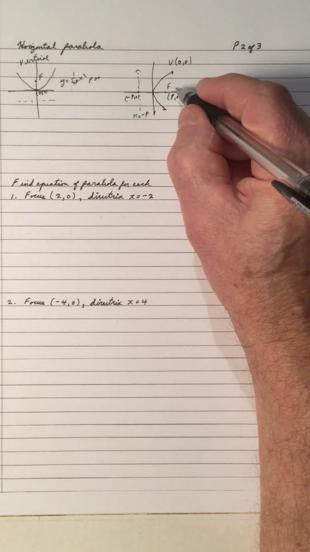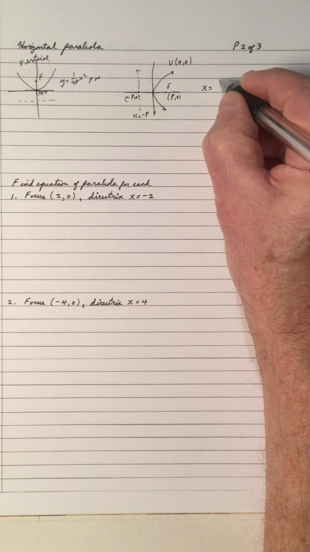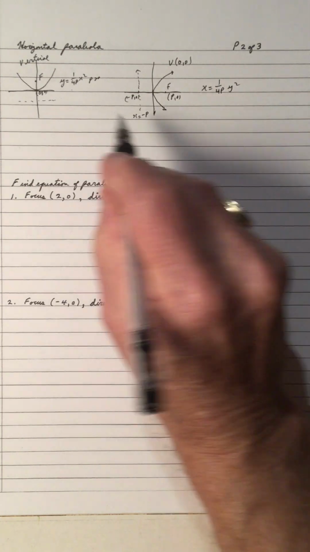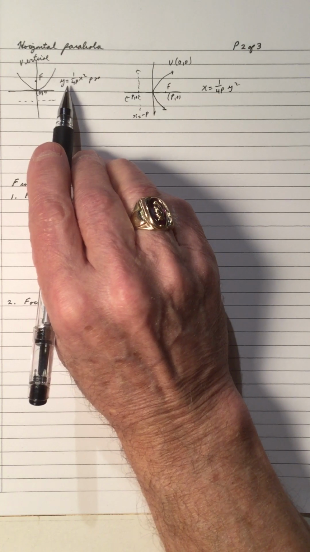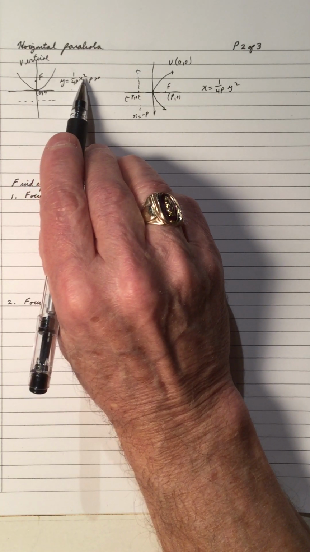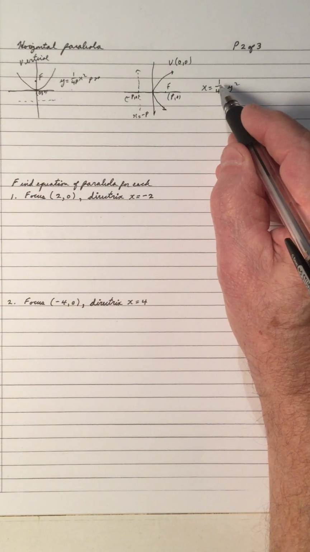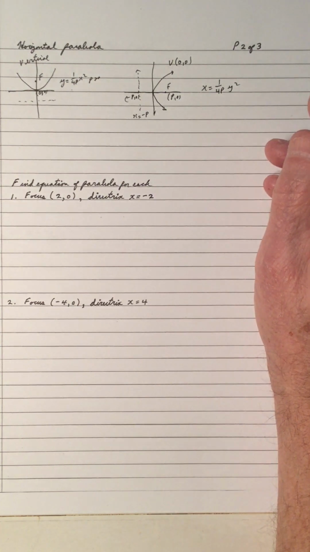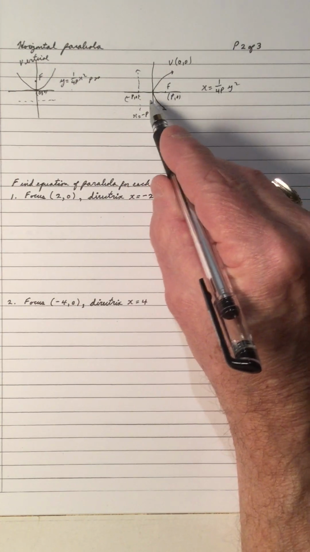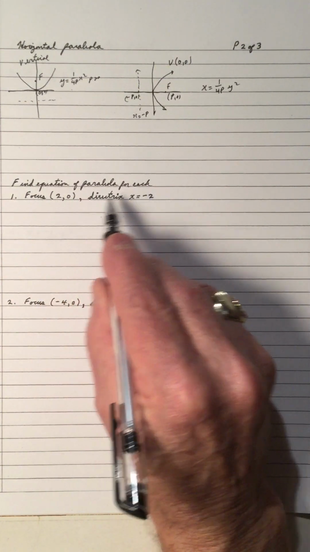So the equation that represents this parabola, because it's going sideways, is x equals 1 over 4p y squared. So a normal parabola that we dealt with in algebra 2 is y equals ax squared. But if it's going sideways, it's x equals 1 over 4p y squared. So let's look at some parabolas that go horizontal. Find the equation of a parabola for each.